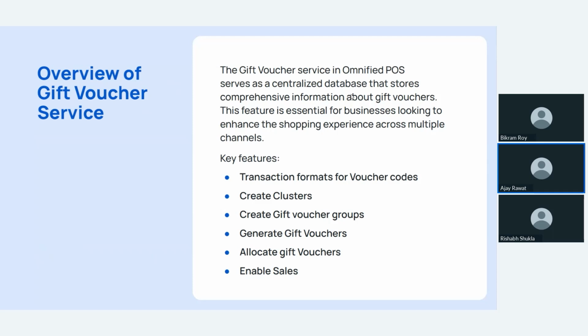The key features of the gift voucher service are as follows. There are some transaction formats that we need to create for our voucher codes. We can make our own transaction formats for the voucher codes. We can create clusters that can be used as our redemption clusters to put up a boundary for where our vouchers can be redeemed. Then we can create gift voucher groups, generate gift vouchers, and allocate gift vouchers. For e-vouchers, we can enable the sales to define how much quantity of vouchers a store can sell in a period of time.